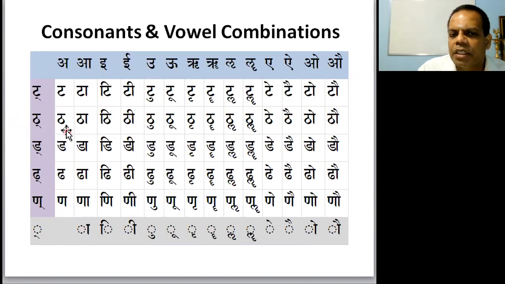The second one is aspirated, with a little bit of effort and a puff of air. Tha, thi, thu, thr, thl, the, thai, tho, thau. Okay. Next one is the third one, which is not aspirated, softer, da.